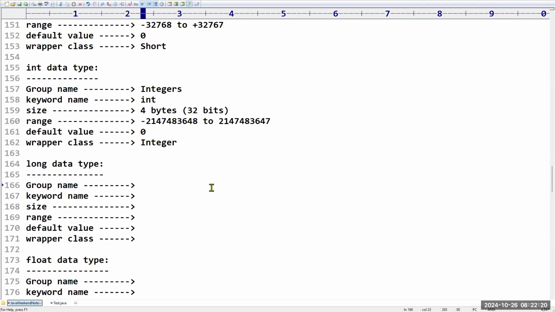So what about the long data type? Okay, the long data type group name is nothing but what? Integers. What is the keyword name? The keyword name is nothing but long. Sir, what about the size? So the size is, 1 second.